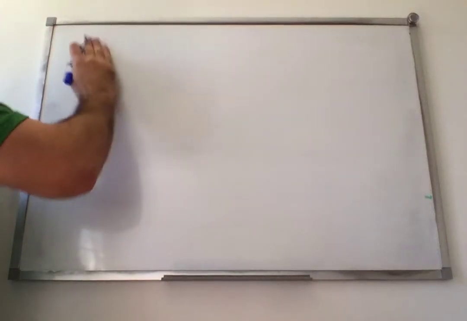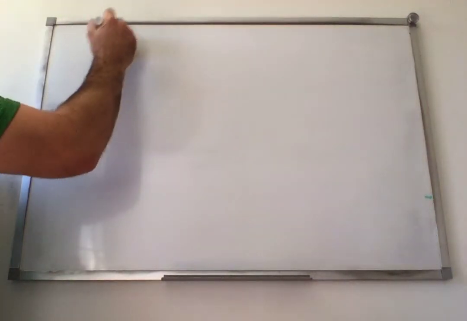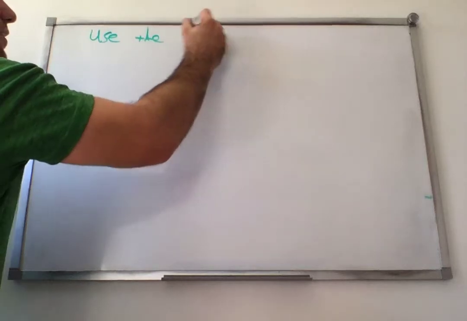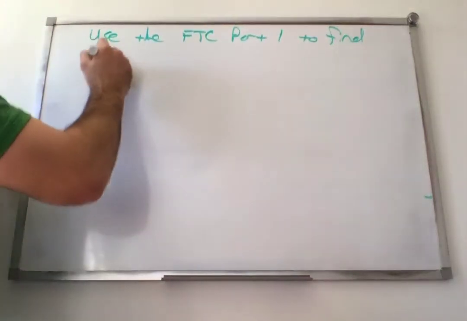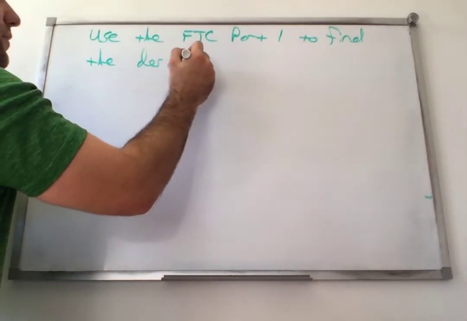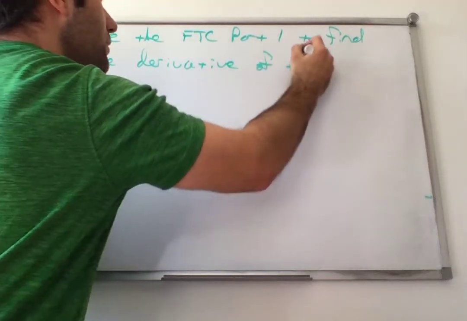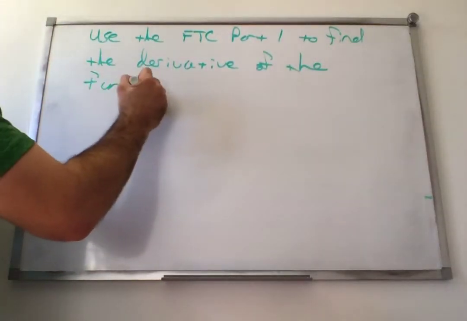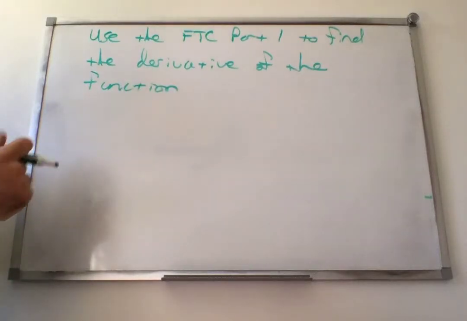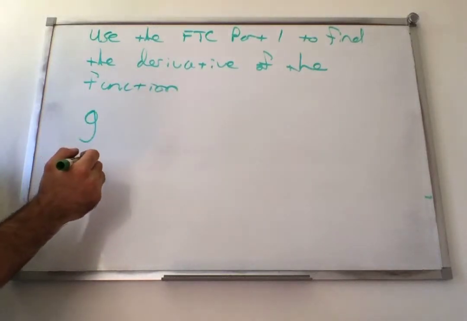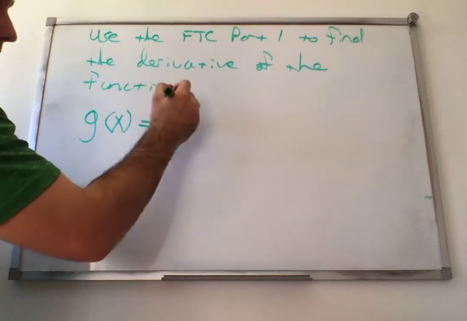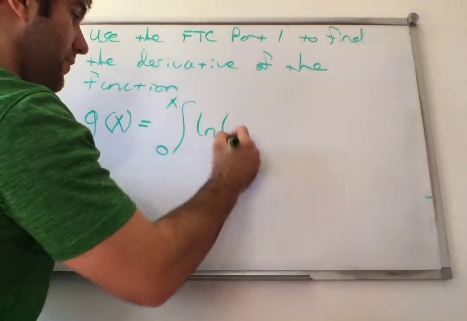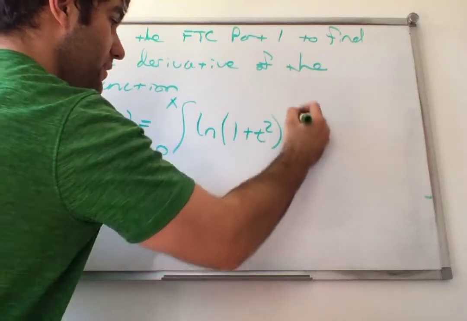So let's see the instructions. It says use the fundamental theorem of calculus part 1 to find the derivative of the function. So we're going to find the derivative, and here's our first example. g of x is equal to the integral from 0 to x of ln(1 + t squared) dt.